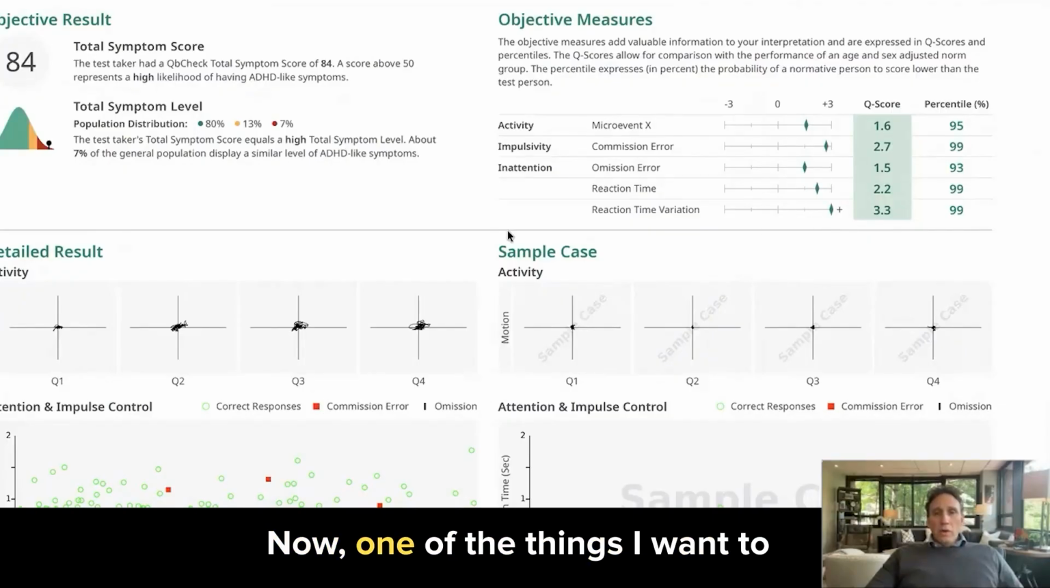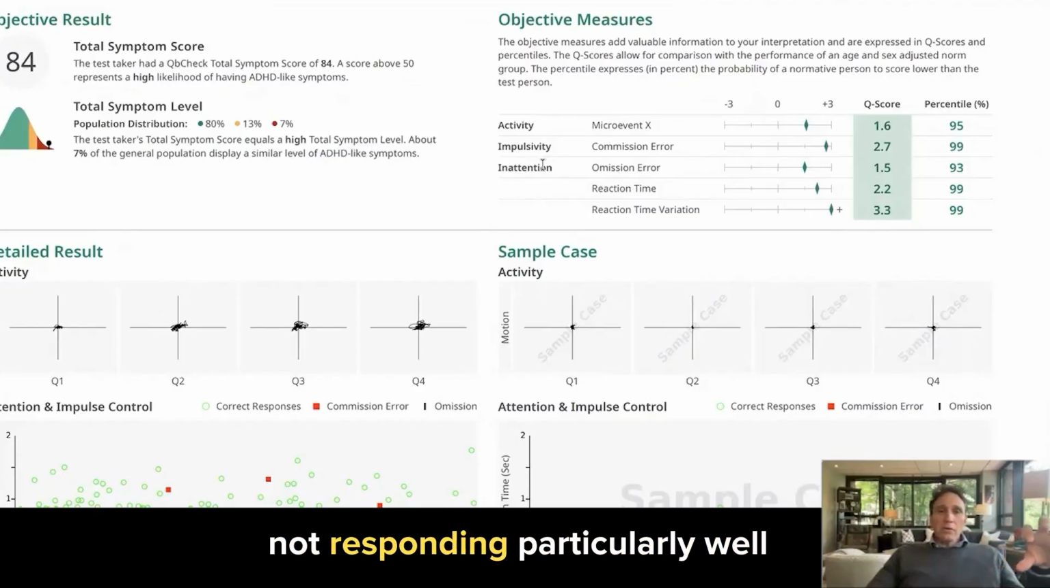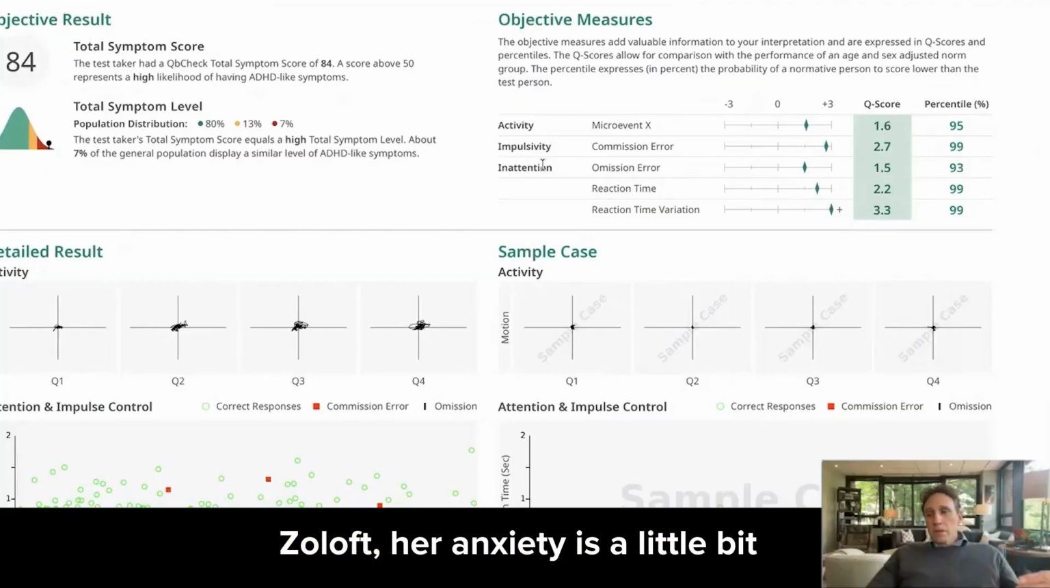So overall, relative to women her age, it's a high to severe level of severity of ADHD symptomology compared to other women her age. Now, one of the things I want to point out is that in this specific example, our subjective measures were also elevated for depression, anxiety, and rejection sensitive dysphoria. So her scores were in the elevated, moderately high to high range for depression and anxiety. She's also on an SSRI. So what that's telling us is that the depression and anxiety is not responding particularly well to the medication. She's been on and off of a variety of different SSRIs throughout her life. The current prescription for Zoloft, her anxiety is a little bit better, she reports, but she's still been struggling.